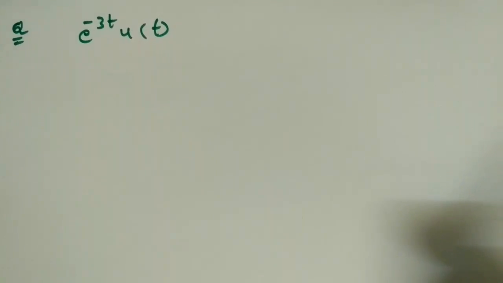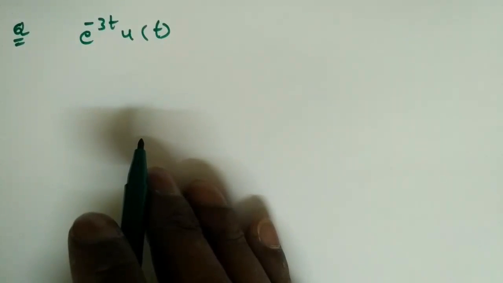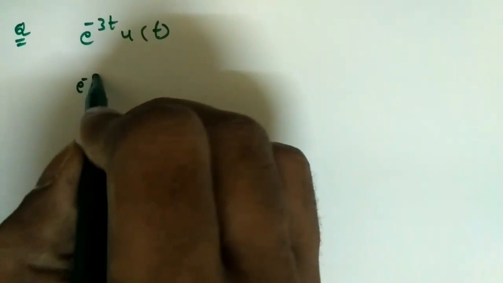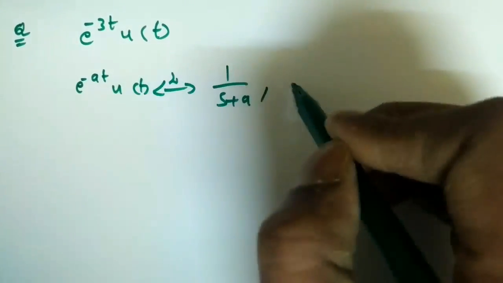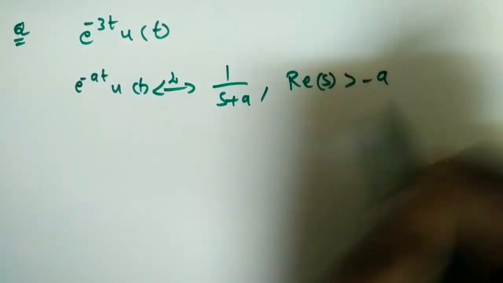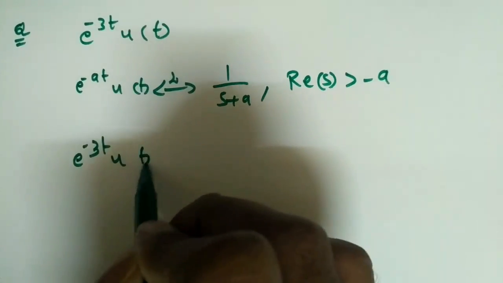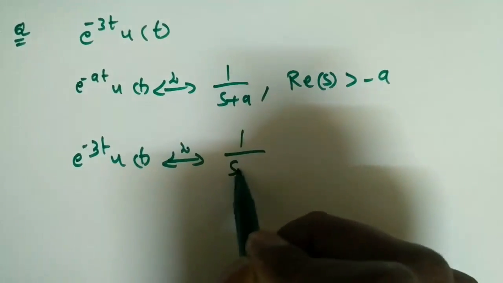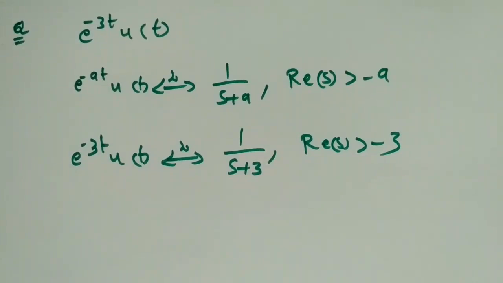I will do some more problems on the Laplace transform before we enter into another topic. Suppose I take e power minus 3t u of t. Now we have to remember the basic signal Laplace transform. We know that for e power minus a t u of t, the Laplace transform is 1 by s plus a, and the region of convergence is real of s greater than minus a. Comparing, the Laplace transform of e power minus 3t u of t is 1 by s plus 3, and here real of s is greater than minus 3, right?